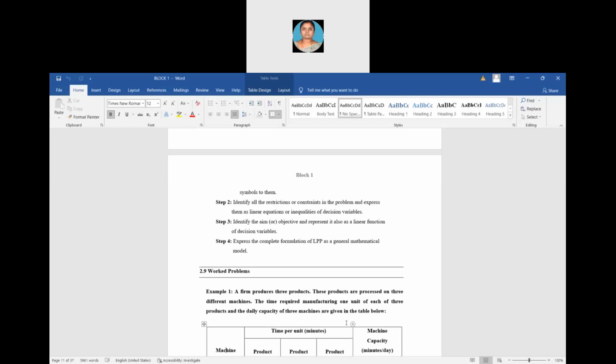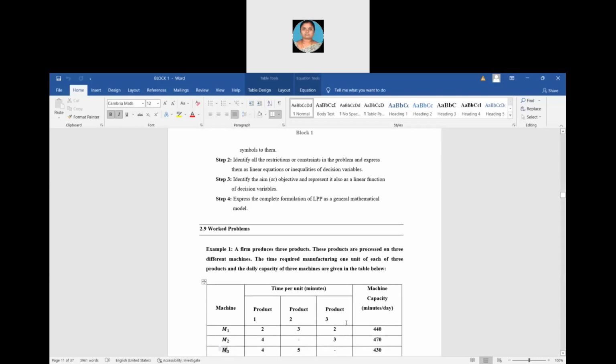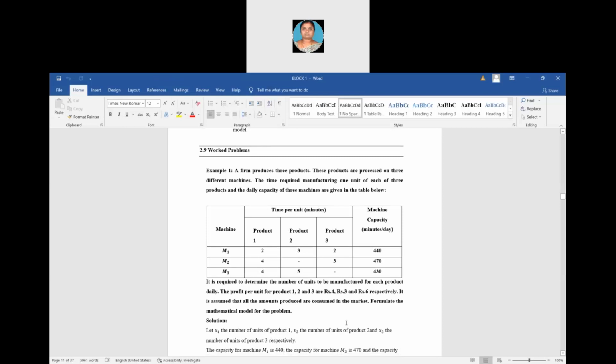Now, we can see some worked out examples here. A firm produces 3 products. So how many products do we have in our hand? 3 products. These products are processed on 3 different machines. The time required for manufacturing 1 unit of each of the 3 products and the daily capacity of the 3 machines are given below. So in this table, we have provided the machines, the products, how many they are producing and the capacity of the machines. So this table is representing all the values.